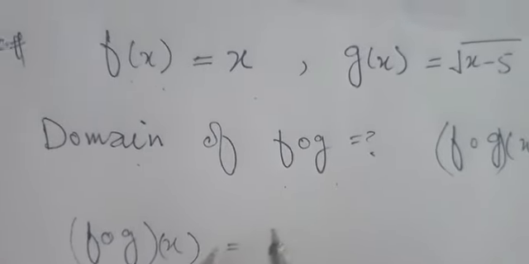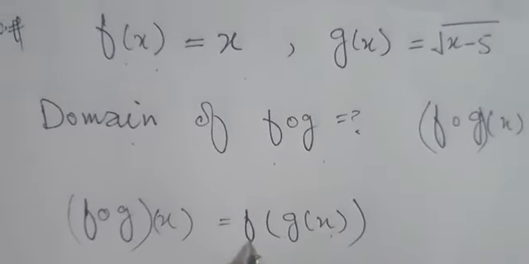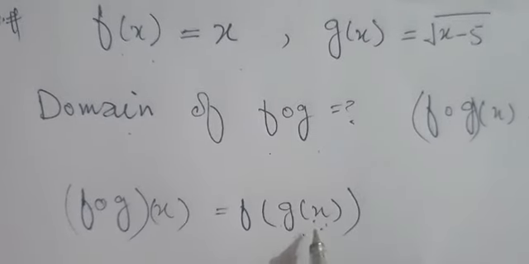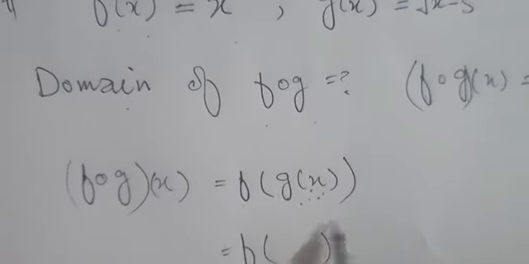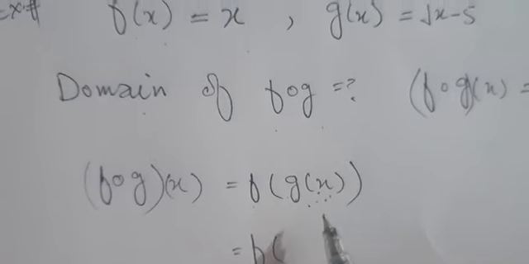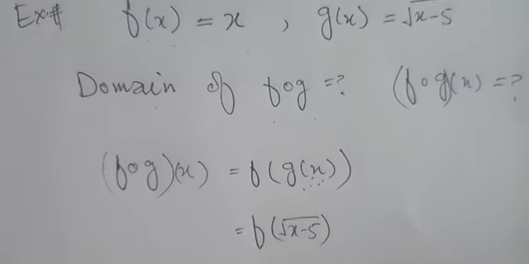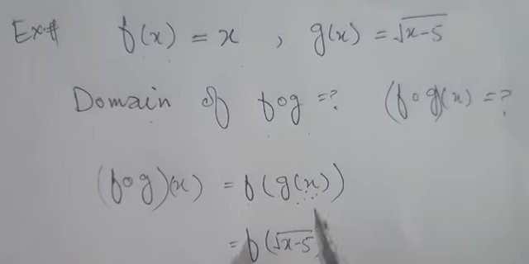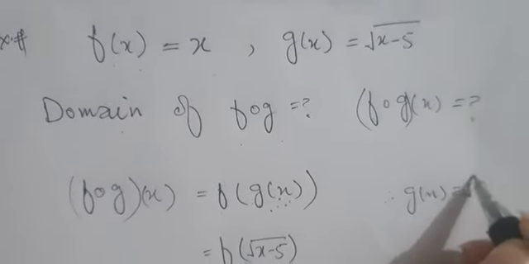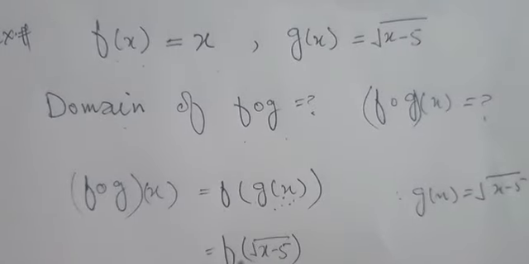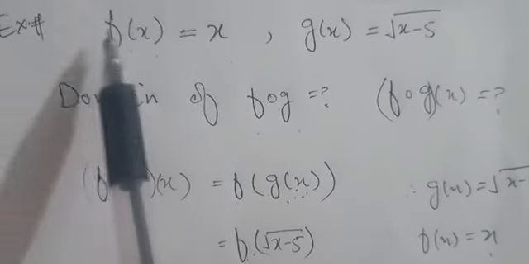And how can you find that function? You can simply take the g of x function as an input argument for the f of x function. G of x is actually the square root of x minus 5. So this is g of x. Now, f of x is the x function, as you can see.